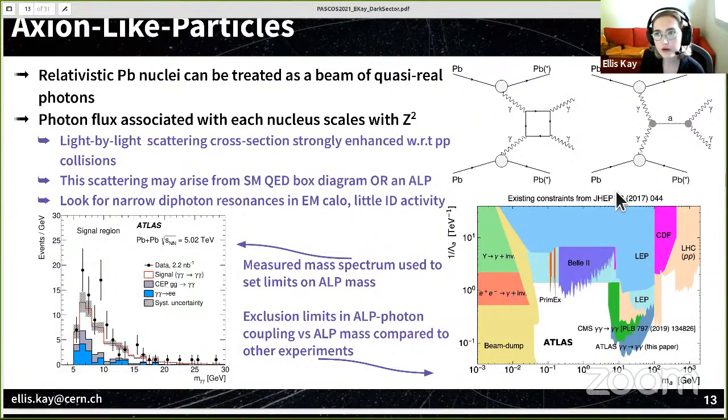Well, we use the proton data for all of the other searches, but in this case, this is just where we've considered that we can have these photons coming from the heavy ions, and the light-by-light scattering is just one of the many heavy ion analyses. I'm not sure what you mean by your question, sorry.